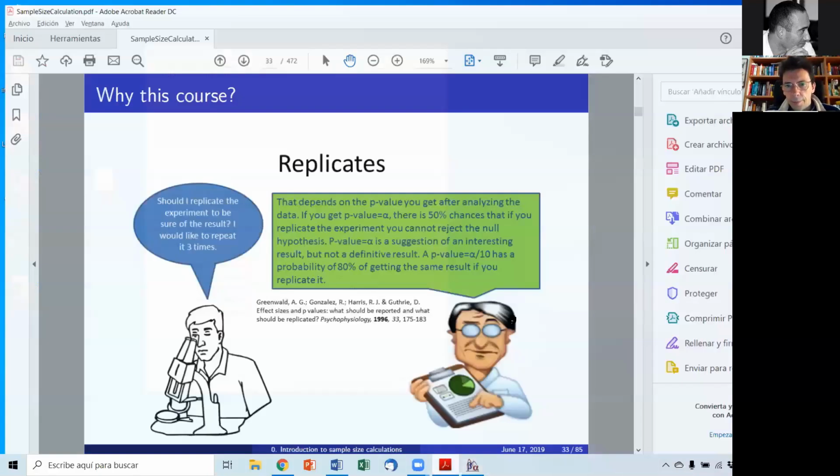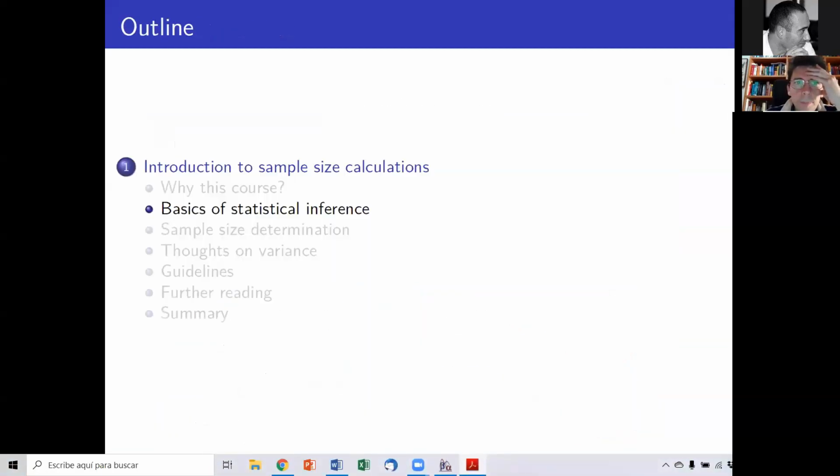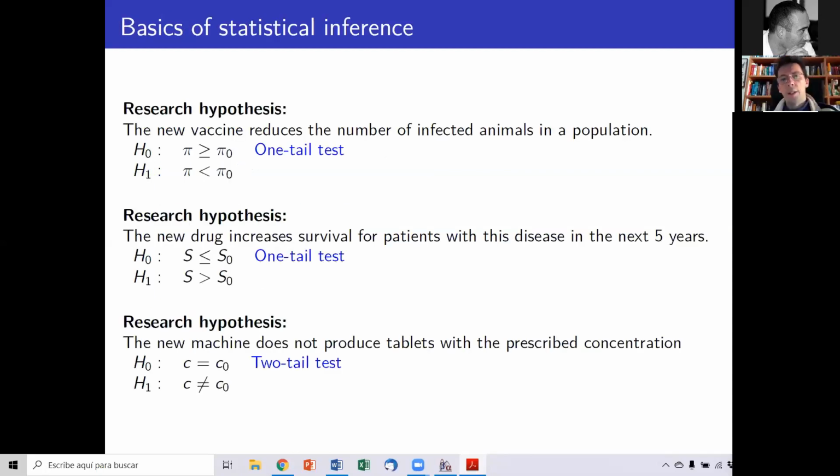Okay, so let's continue a bit with this. The calculation of the sample size is based on how you will analyze the data. And that was the very first question of the program. What will you do at the end? If you will do a Student t-test, then this is your sample size formula. So let's see why that is.